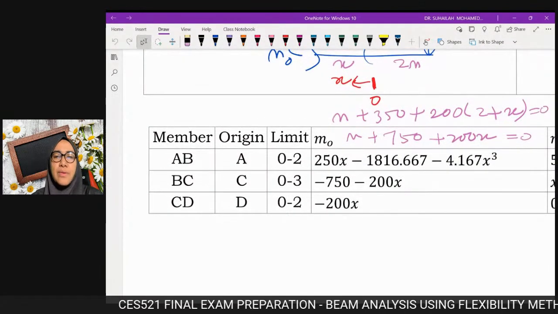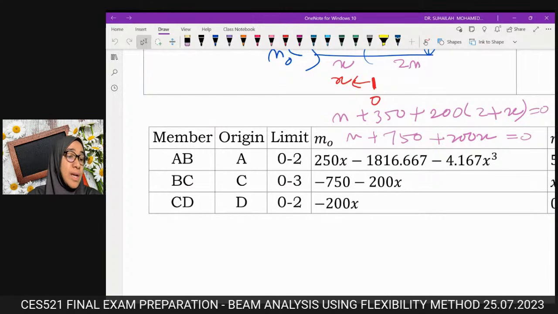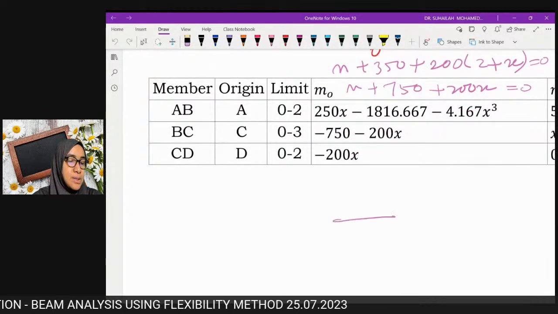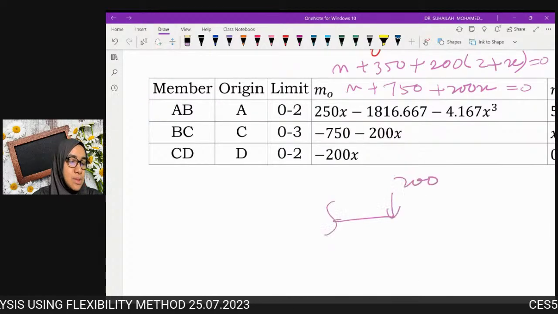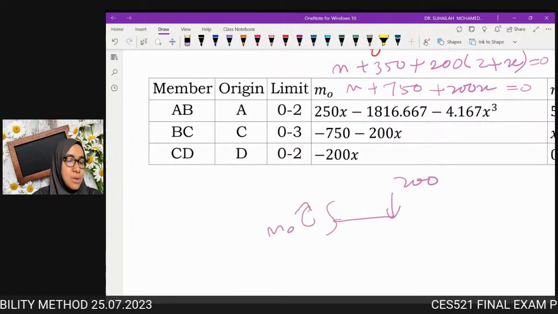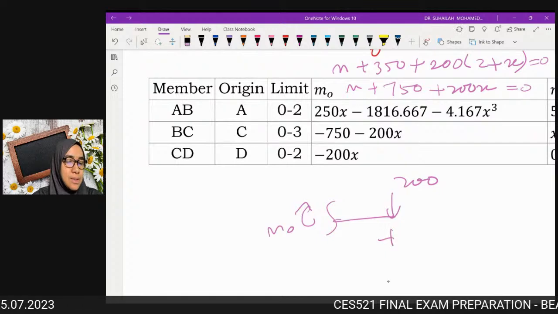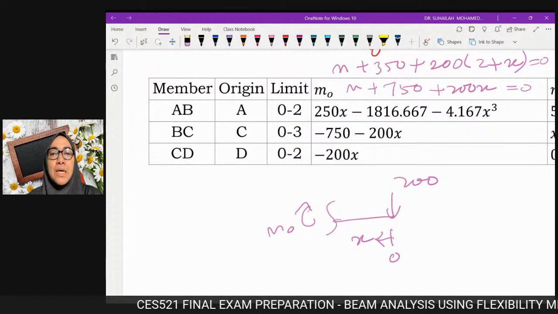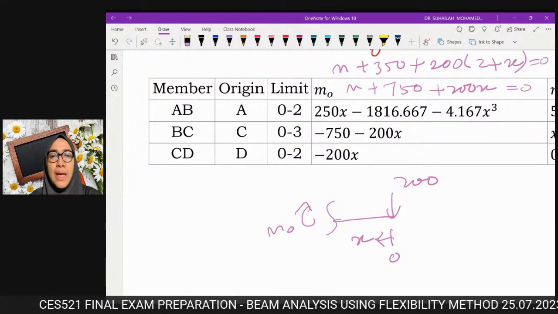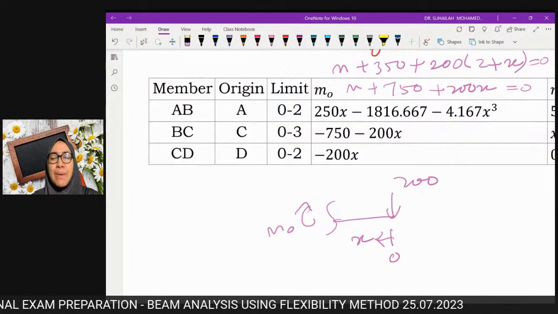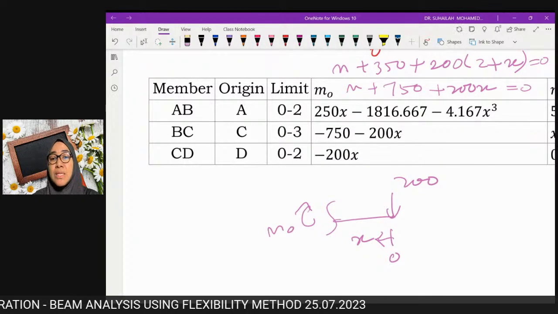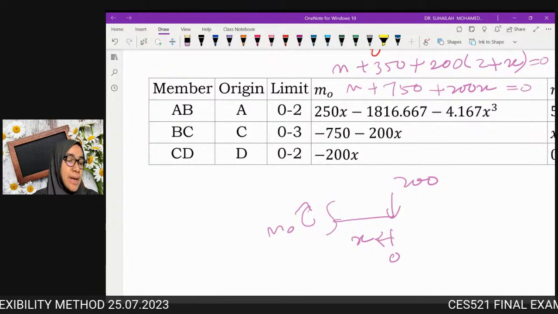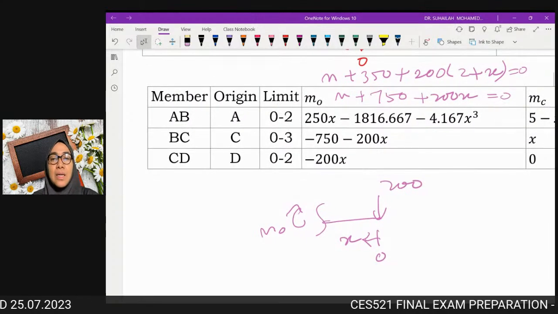So it is 200. Okay, last one. Last one is CD. This is 200. This is moment M naught, and this is X, and this is 0. So for this one we will get M plus 200X, so it is negative 200x, as stated in the table.